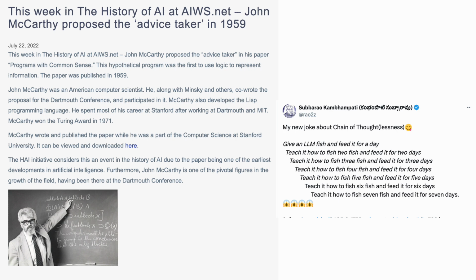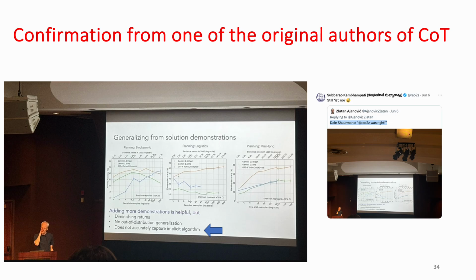Again, this is Dale Schulman, who is one of the original authors of the CoT, Chain of Thought paper, with Denny Zhu and other people, Jason Lee. Dale Schulman was giving a talk at ICAPS 2 years back, and he essentially admitted that the same thing is true for chain of thought, that chain of thought kind of counting for reasoning problems.